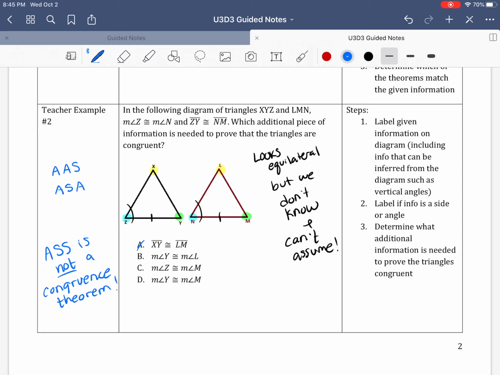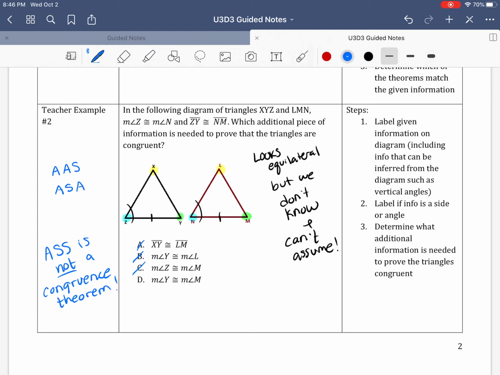Let's go to angle Y and angle L. Those are not corresponding angles, all right? And since they're not corresponding angles, we can't use that information to prove congruence. What about angle Z and M? Again, they're not corresponding angles. We cannot use those angles to prove congruence. So we know it can't be that one.